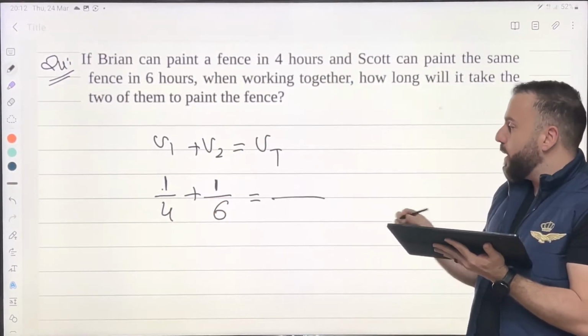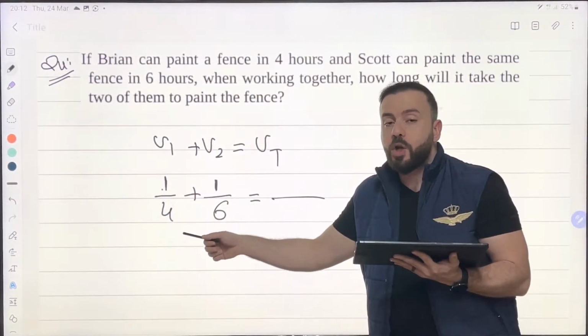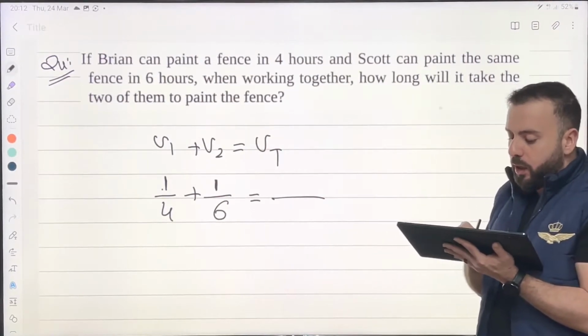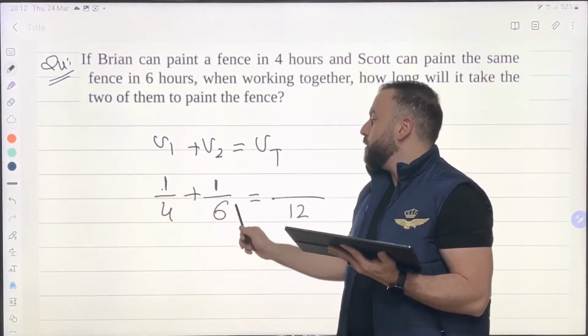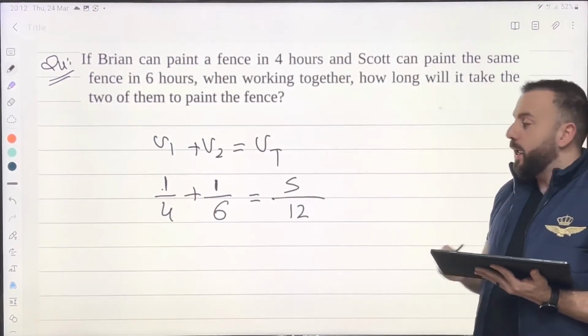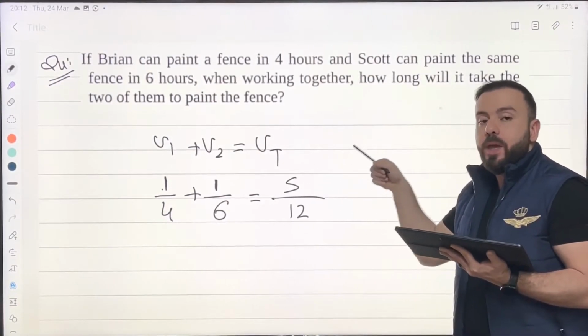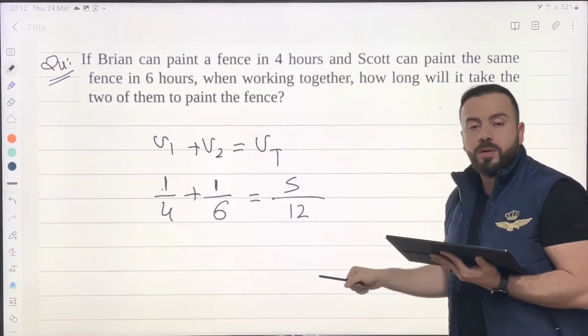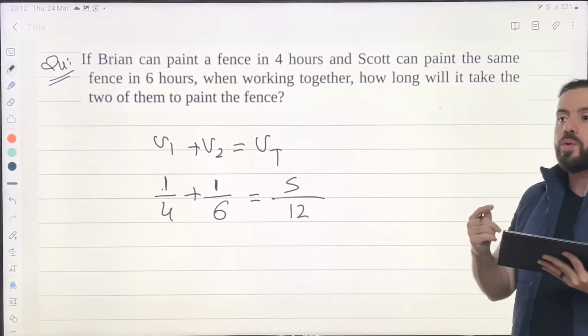Unite the denominator. The LCD, least common denominator, for 4 and 6 is going to be 12. Times 3, times 3, times 2, times 2, which is equal to 5 over 12. That's doing 5 fences in 12 hours. But I want to do only one fence.